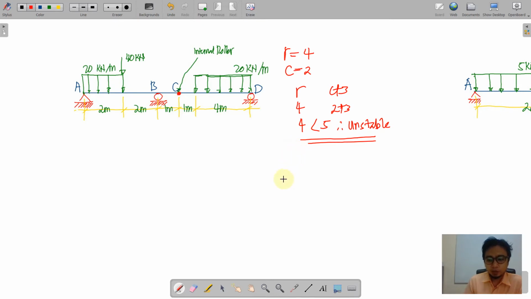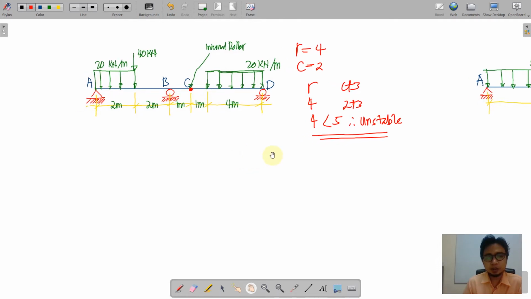However, if this is the case, we can still manage to solve for the reaction because, as I have said, the number of equation exceeds the number of unknowns. So this is the number of equation we can form, and this is the number of unknowns. So there will be an excess equation to solve for the 4 unknowns here.